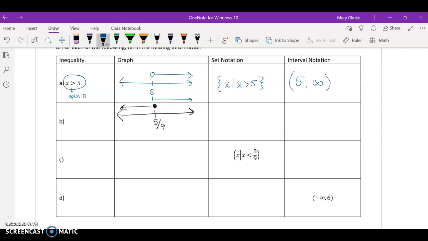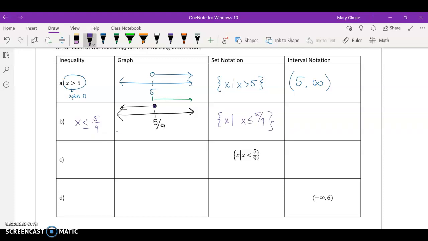For my next one, I notice my graph is shaded to the left. So looking at this, I'm trying to compare x to 5/9, and since I wanted everything smaller than 5/9, x has to be less than 5/9. But the filled in circle indicates that it's less than or equal to 5/9. So for my set notation, I'm going to open up my set bracket and do x such that x is less than or equal to 5/9.